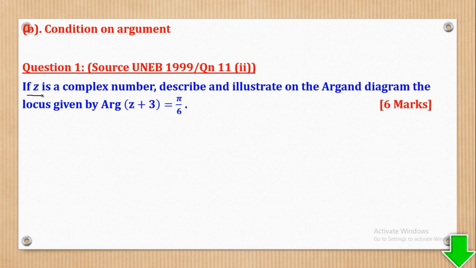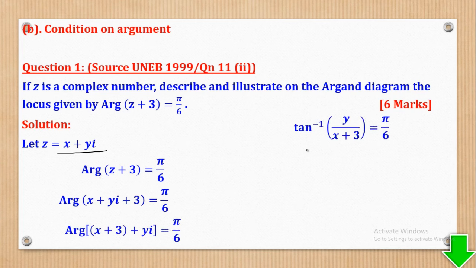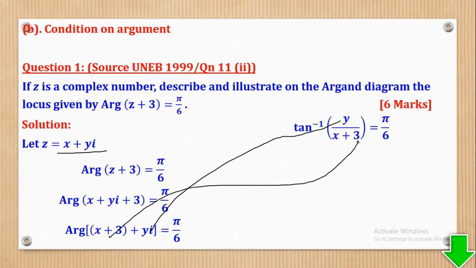It says, if z is a complex number, describe and illustrate on the Argand diagram the locus given by this. So this is the condition on argument. Therefore, like we have done before, we shall say let z be equal to x plus yi, then quote the condition on argument, then substitute for z and rearrange. Then from there we shall remember that argument is arctan of imaginary over real, so imaginary is y and real is x plus 3.